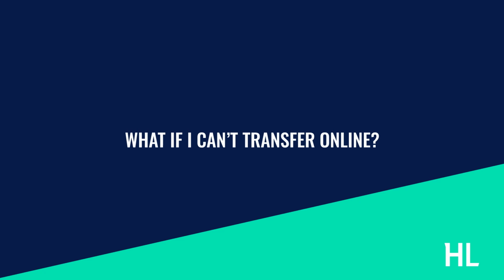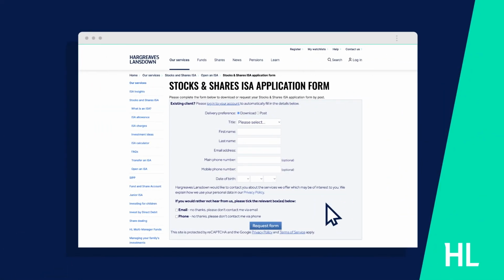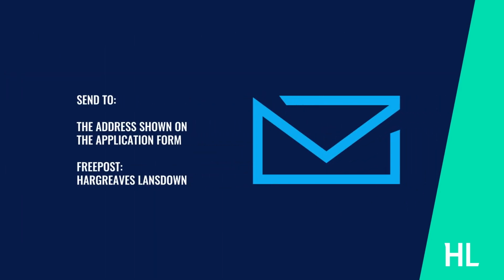What if I can't transfer online? If it's not possible to complete your transfer online, you'll be prompted to download an application form and post this to us. If you're an existing client, this should already contain some of your details, which should help save time. Just double-check the form and fill in any missing details, including your signature. Then post your transfer form to the address shown on the application form.